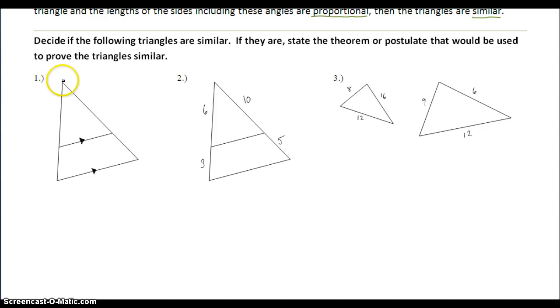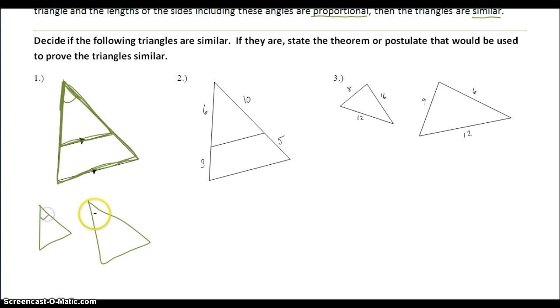In this first example, I have two triangles in my diagram. I'm going to redraw these two triangles. I'm going to start with this smaller triangle, and then I'm going to redraw this larger triangle. The reason I'm going to redraw them is so I can get a better look at each one individually. Now both of these triangles share this vertex, so that means that they share an angle.